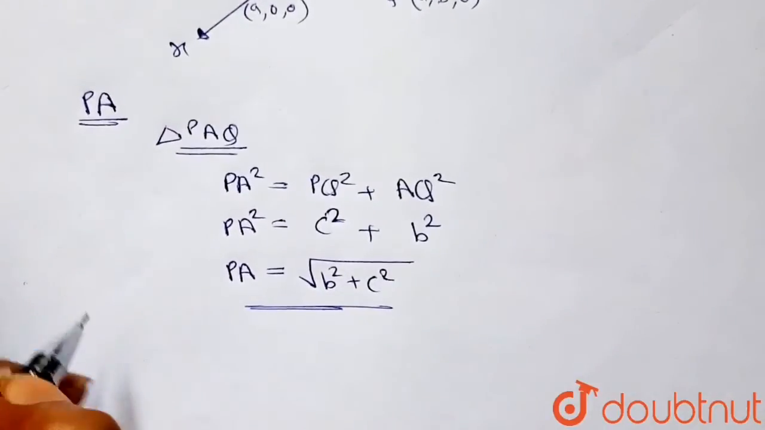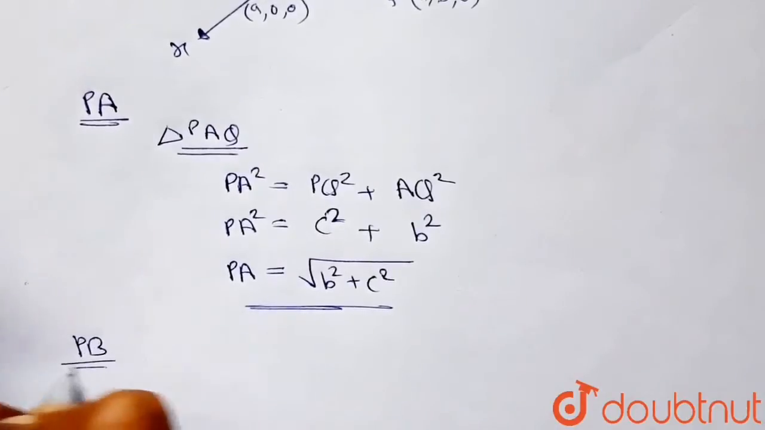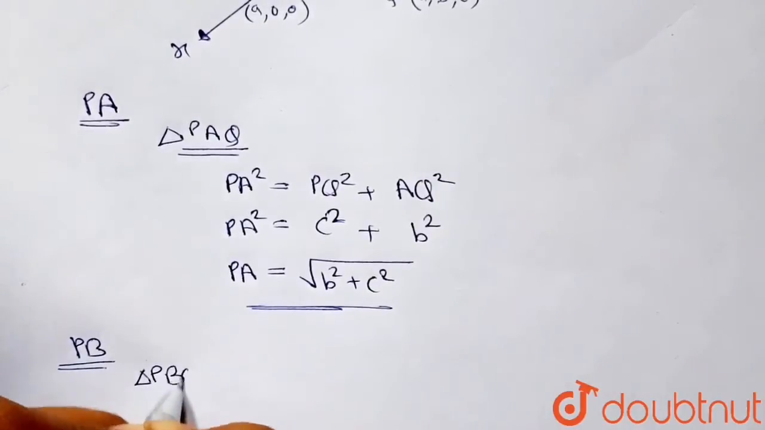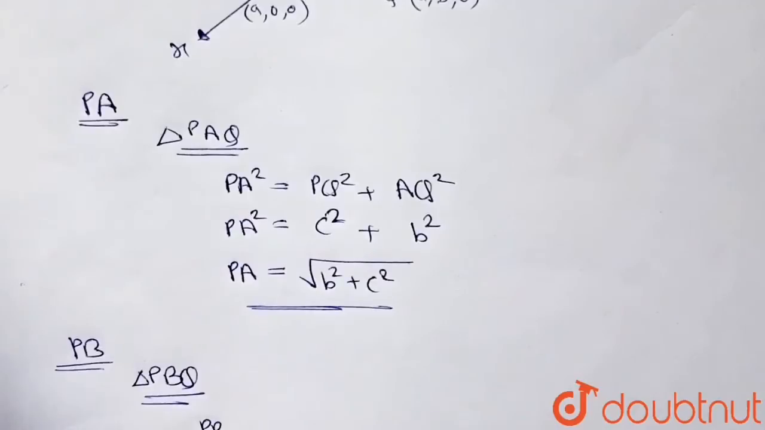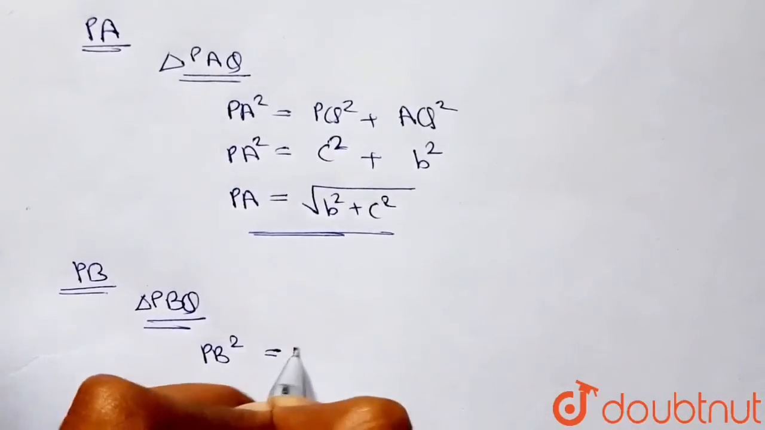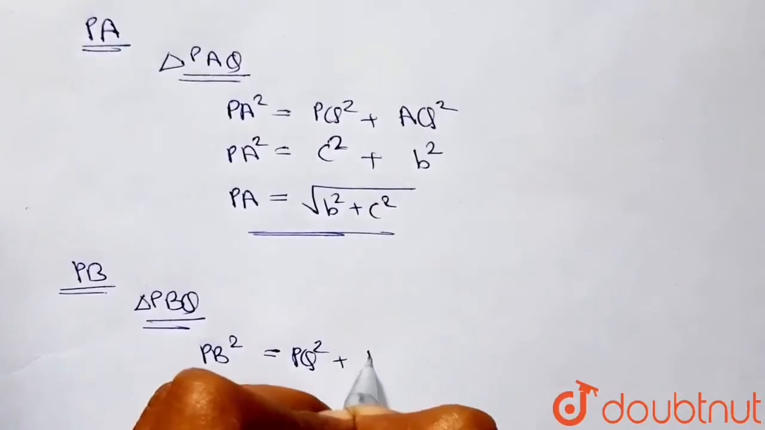So this will be the distance of point P from the x-axis, under root of B square plus C square. Similarly, we can find the distance PB, that is the distance of point P from the y-axis. So that will be from triangle PBQ. So in triangle PBQ, PB square will be actually equal to PQ square plus BQ square.